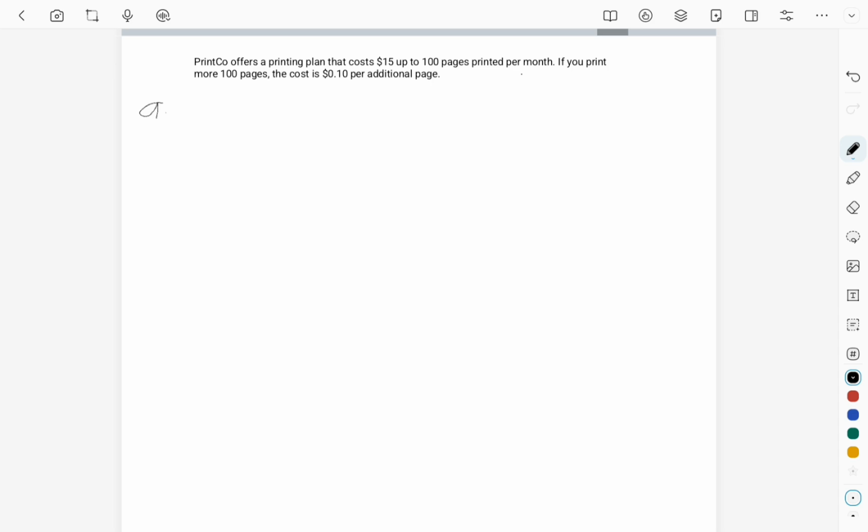Our scenario: Printco offers a printing plan that costs $15 up to 100 pages printed per month. If you print more than 100 pages, the cost is 10 cents per additional page. Our first question is asking what our monthly bill would be for 80 pages.